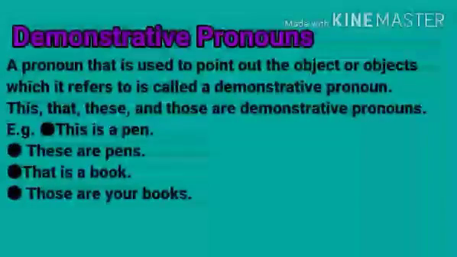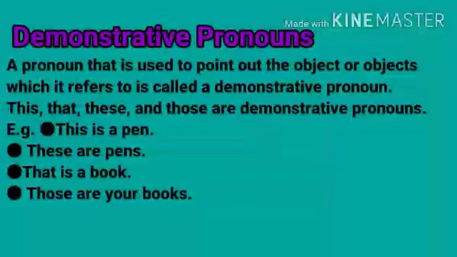Demonstrative pronouns. A pronoun that is used to point out the object or objects which it refers to is called a demonstrative pronoun. This, that, these, and those are demonstrative pronouns. Example, this is a pen. These are pens. That is a book.